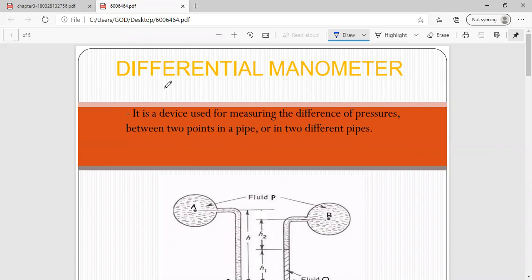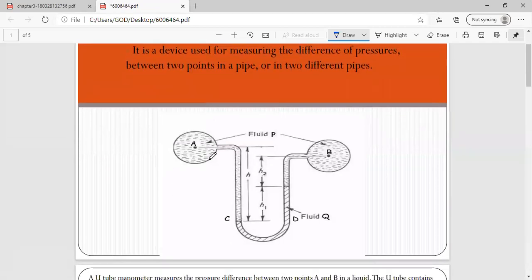In the last class, we discussed the differential U-tube manometer. The same will continue in this class also. We'll solve more numericals for better understanding of the U-tube manometer as well as the inverted U-tube manometer. The differential U-tube manometer, which we discussed in the last class, is used to measure the difference of pressures between two pipelines.